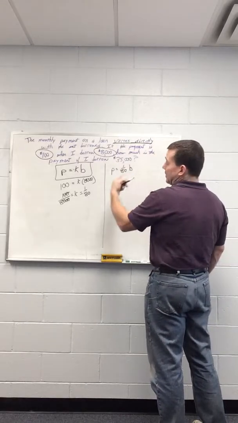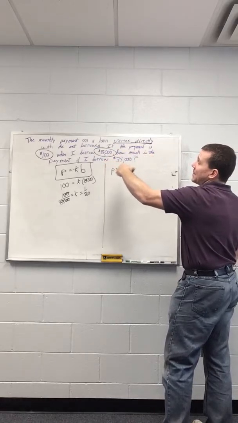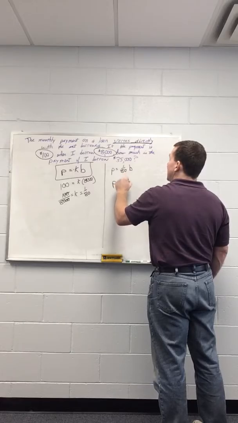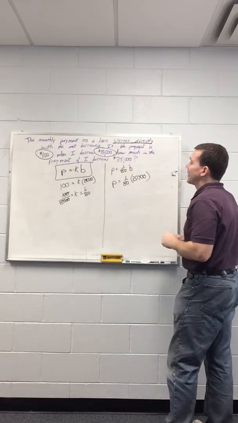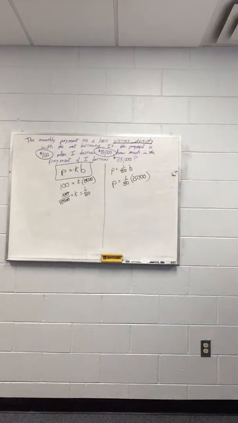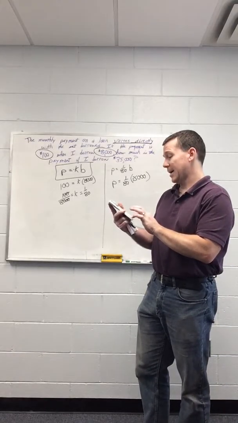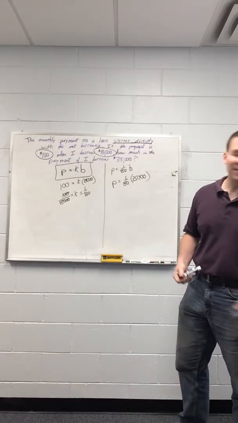Now, generally speaking, you have a second question to solve, and in this case, how much is the payment if I borrow $35,000? Just plug in. P equals 1 over 80 times 35,000. And now I'll get my calculator just to check it. And we get 437.50.